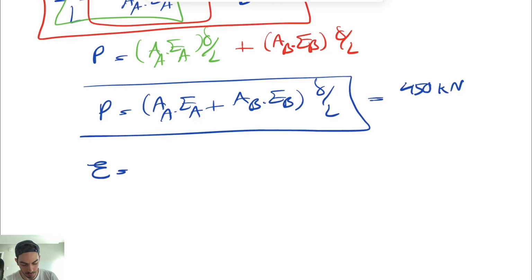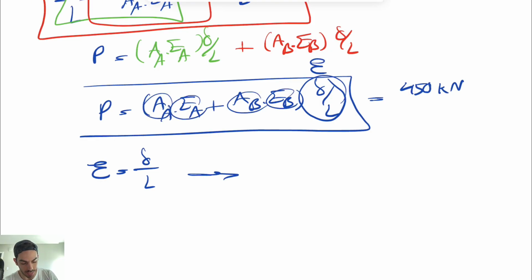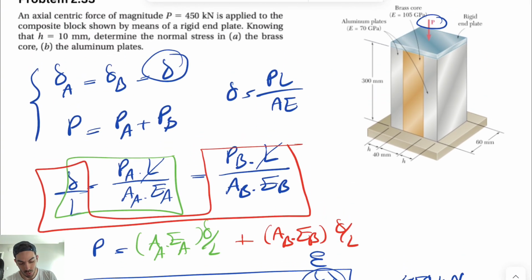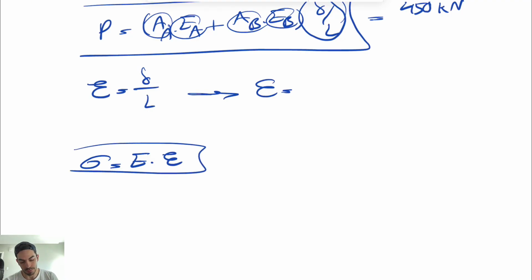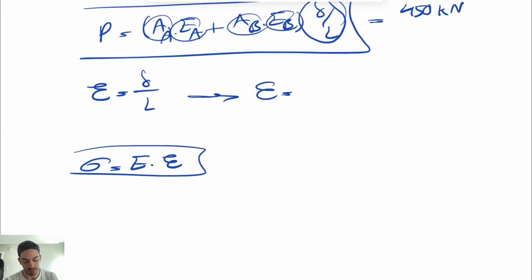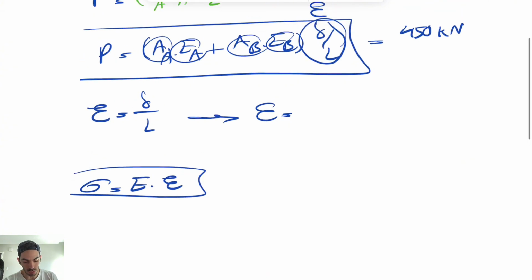So the engineering strain would be the deformation over the initial length, or the L that we have. So basically this will be equal to our epsilon. Since we have all of this information, we can easily find the epsilon here. The reason I'm trying to find the epsilon is that the question is asking us to figure out the normal stress, and we know that normal stress based on Hooke's law would be the elastic modulus times the strain. That's why I'm trying to find the strain based on what we have here, and that way finding the stress would be pretty easy.